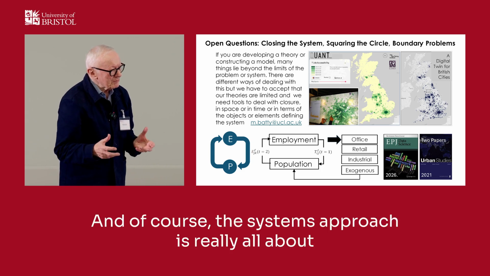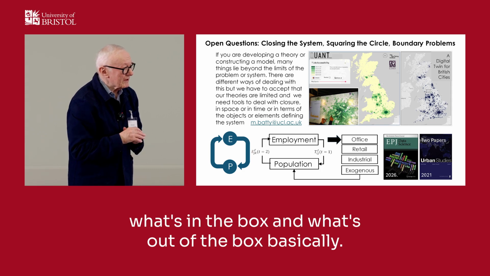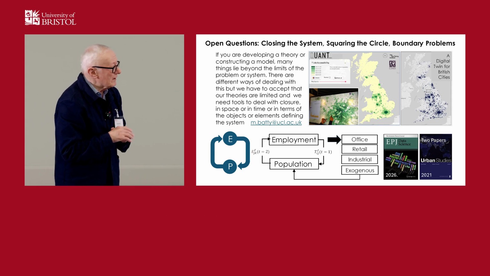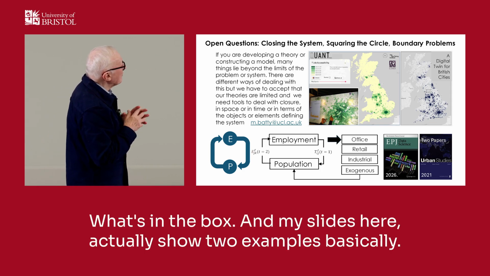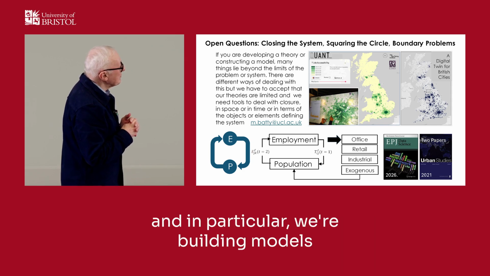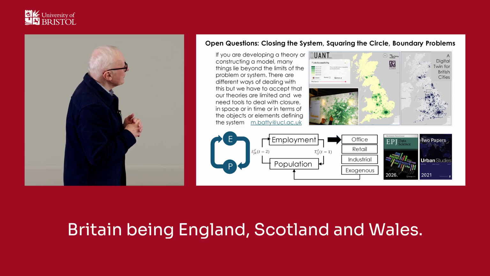And of course, the systems approach is really all about what's in the box and what's out of the box, basically. So geography is all about defining boundaries in some sense, what's in the box. My slides here actually show two examples. The pictures of Britain, it's not the UK, it's Britain, and in particular, we're building models of Britain and not the UK, Britain being England, Scotland, and Wales.